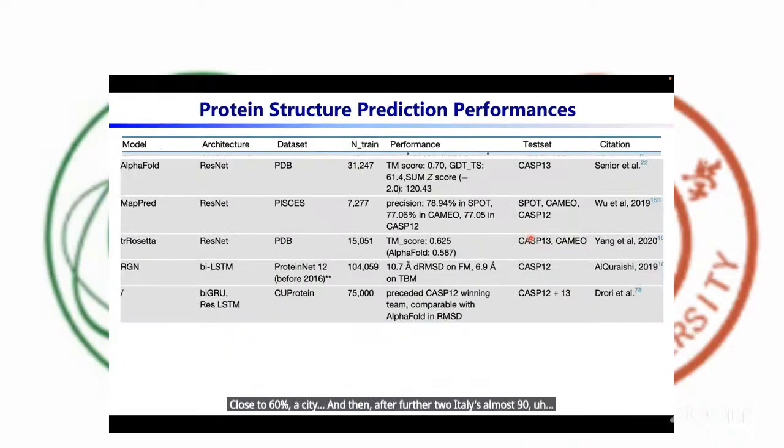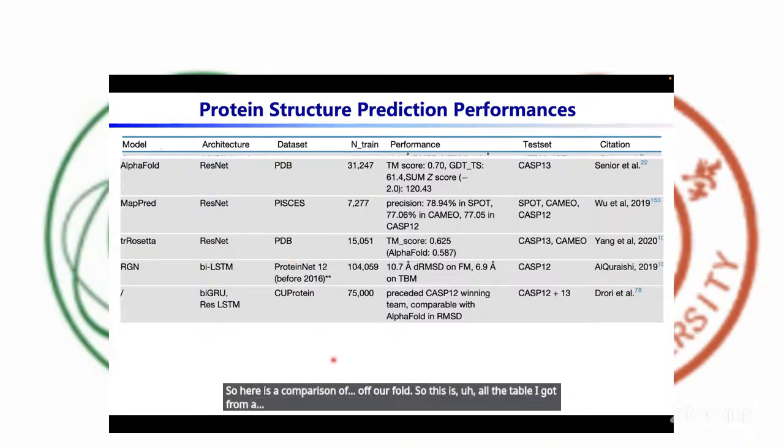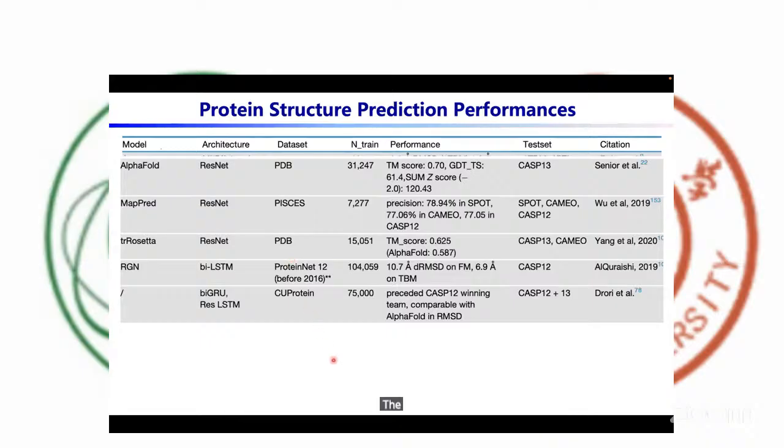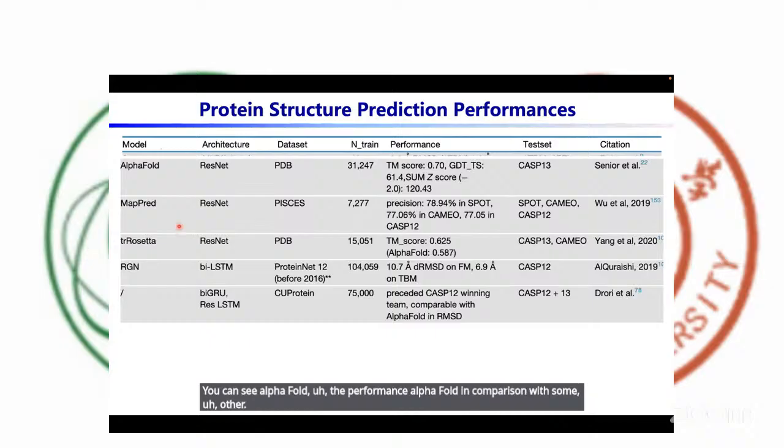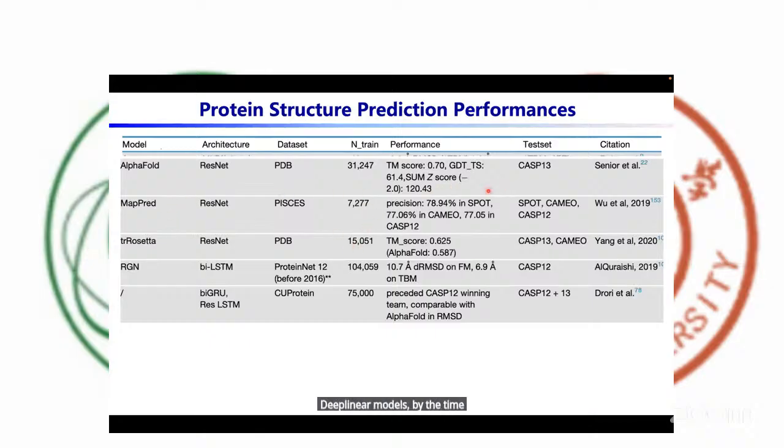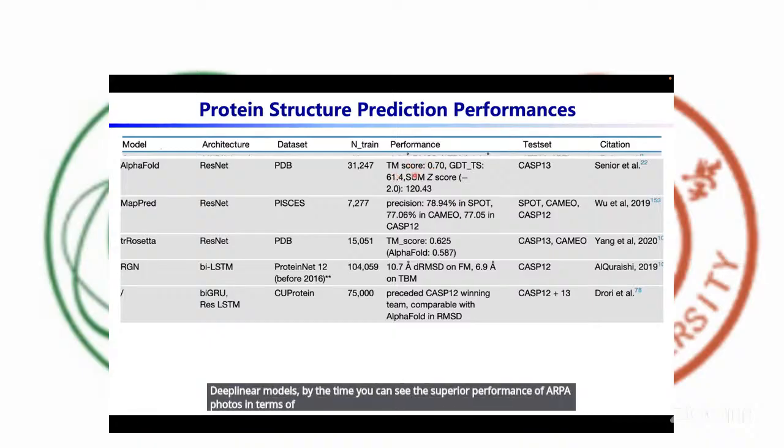So here is a comparison of AlphaFold. This is a table I got from a Nature journal paper. You can see the performance of AlphaFold in comparison with some other deep learning models at the time. You can see the superior performance of AlphaFold in terms of TM score here. Okay.